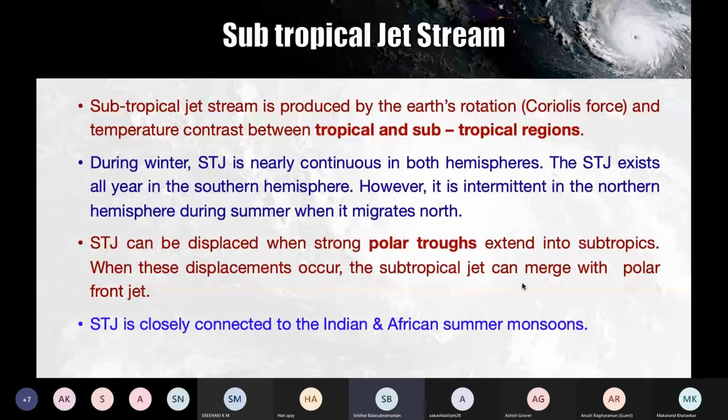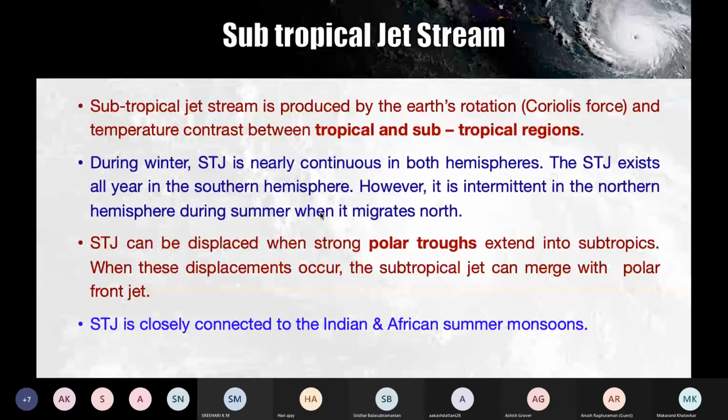So the subtropical jet stream again, this is what you were asking, right? The temperature contrast between the tropics and subtropics is what gives rise to the subtropical jet stream. During winter, the subtropical jet stream is nearly continuous in both hemispheres. However, during summertime it is intermittent in the northern hemisphere because it migrates up north. The reason is that your monsoon circulation occupies all the way from Kerala to Delhi or North India, and that is why the subtropical jet stream during summer becomes choppy, not a continuous stream of air.